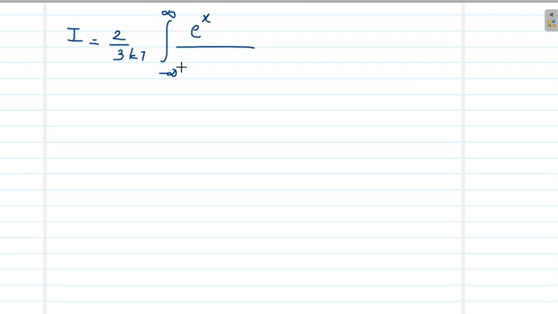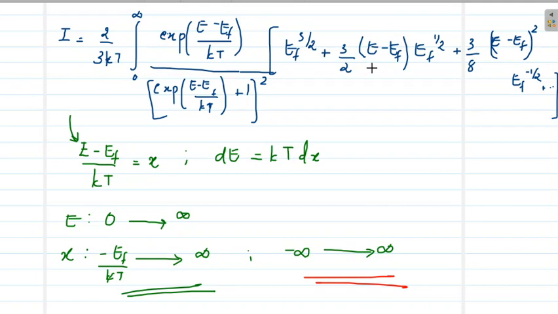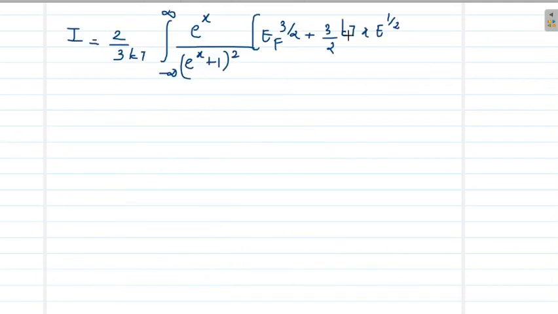e^x divided by (e^x + 1) the whole square, into Ef^(3/2), plus 3/2 kT into x Ef^(1/2), because E minus Ef will be kTx. Here we have E minus Ef; this term is now kTx, into Ef^(1/2).